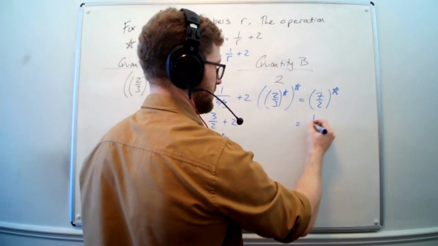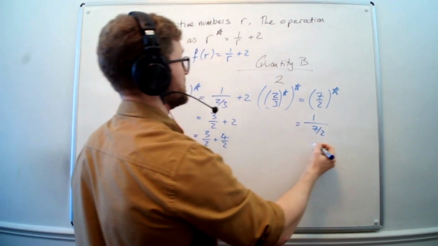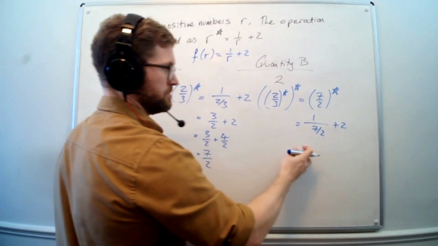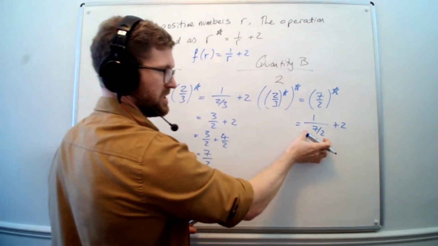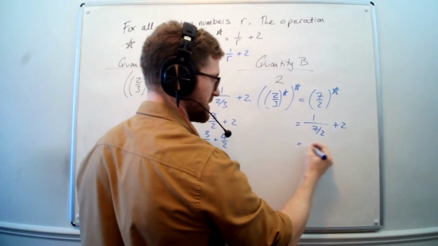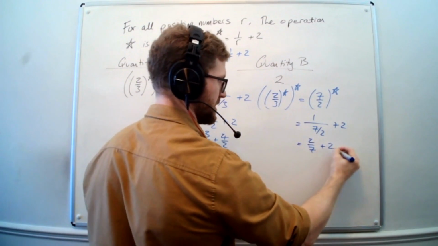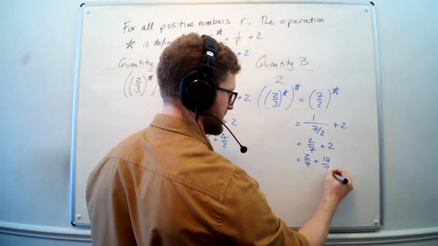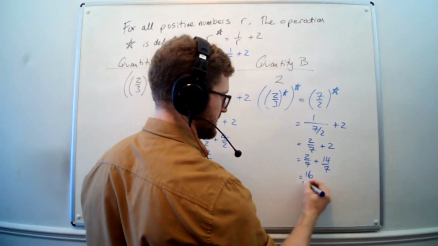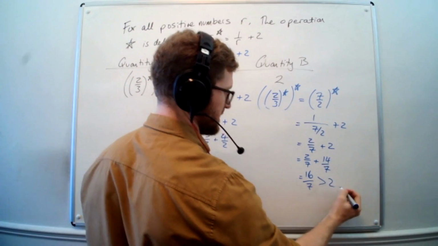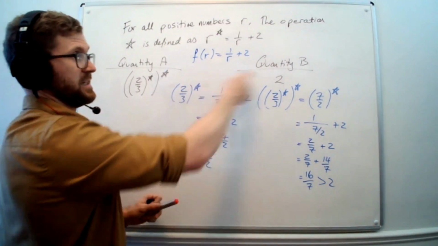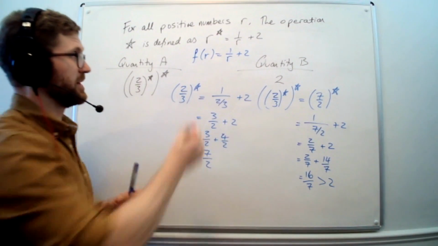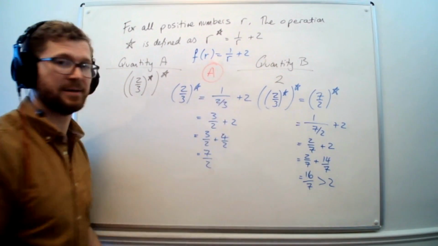So I'm going to have 1 over 7 over 2 plus 2. Again, flipping the fractions here, I've got 1 over a fraction, so that's going to be the same as 2 over 7 plus 2, which is 2 over 7 plus 14 over 7, which is 16 over 7, which is greater than 2. So quantity A is bigger than B, and so my answer to this whole question will be A.